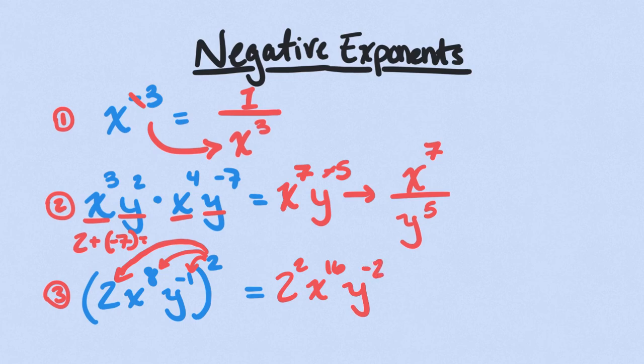And so again, we do not want that negative exponent, so we have to rewrite it. And actually, let's do this. While we rewrite it, let's go ahead and evaluate 2 to the 2nd power. We know that's going to be 4. So 4x to the 16th power over y to the 2nd power. So that would be the simplified answer. Okay, you essentially really do not want a negative exponent in your expression.